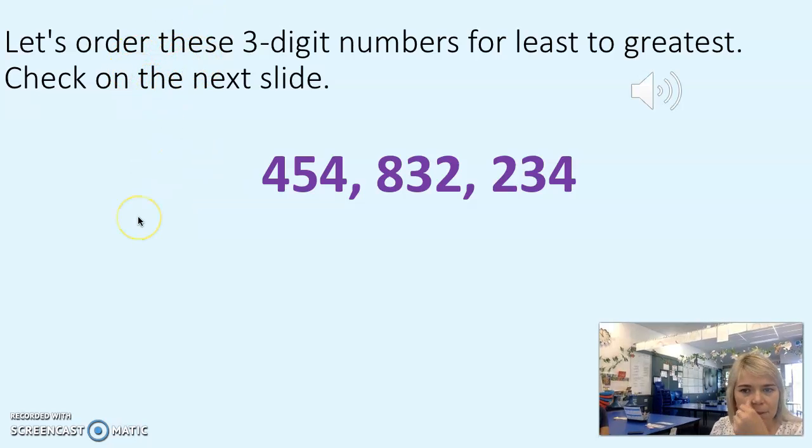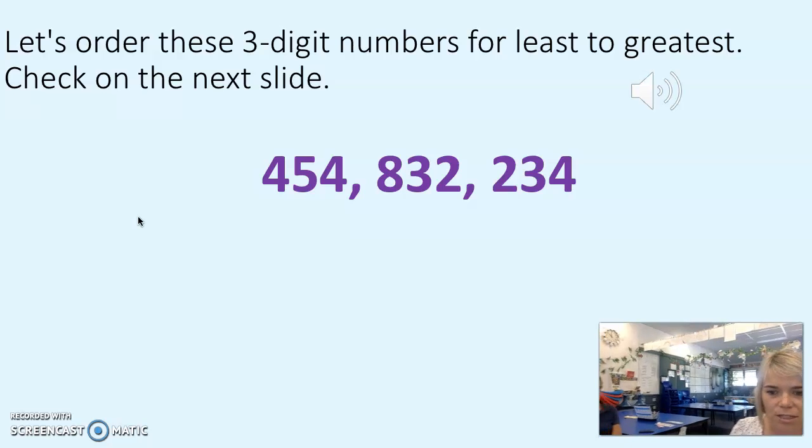Have a look at the numbers on the screen right now. We're going to order these three-digit numbers from the least to the greatest, so from the smallest to the biggest. While you're doing that, I want you to look in the hundreds column first. That will tell you what the smallest three-digit number is, and so on. I wonder if you're writing them down right now and getting ready to check, because I'm just about to hit onto the next slide.